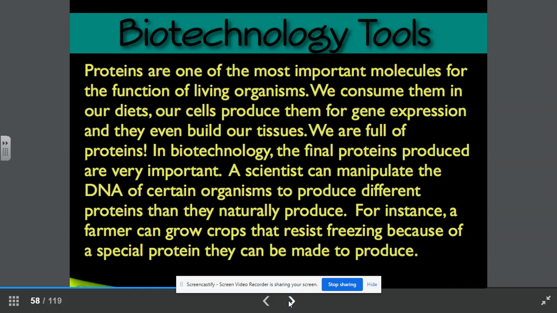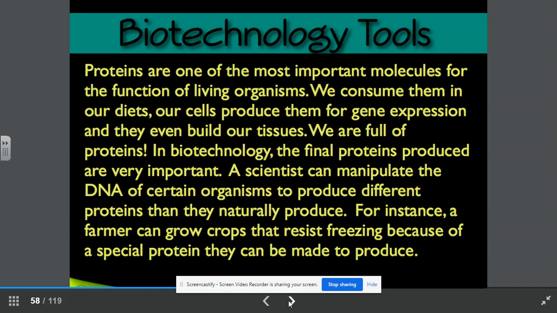The third column is proteins. Proteins are one of the most important molecules for the function of living organisms. We learned this during our health and disease unit. We consume them in our diets, our cells produce them for gene expression, and they even build our tissues. We are full of proteins.